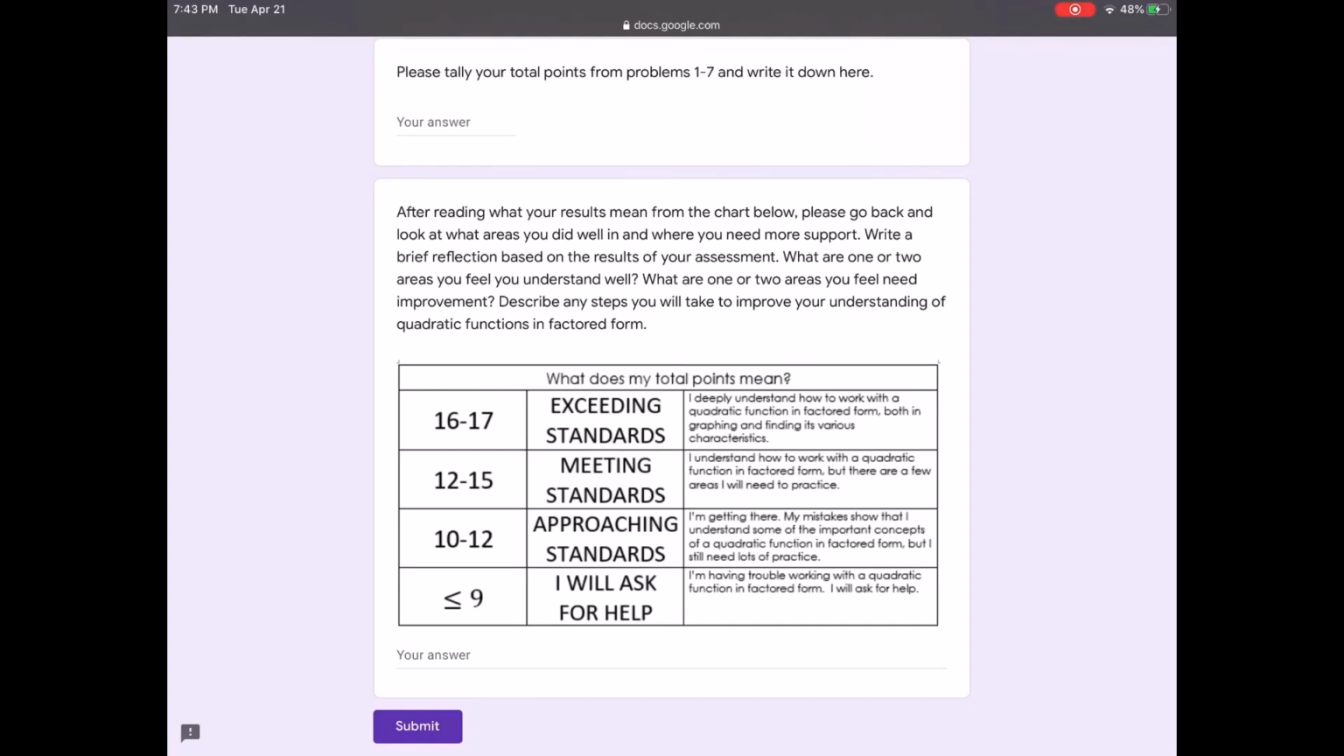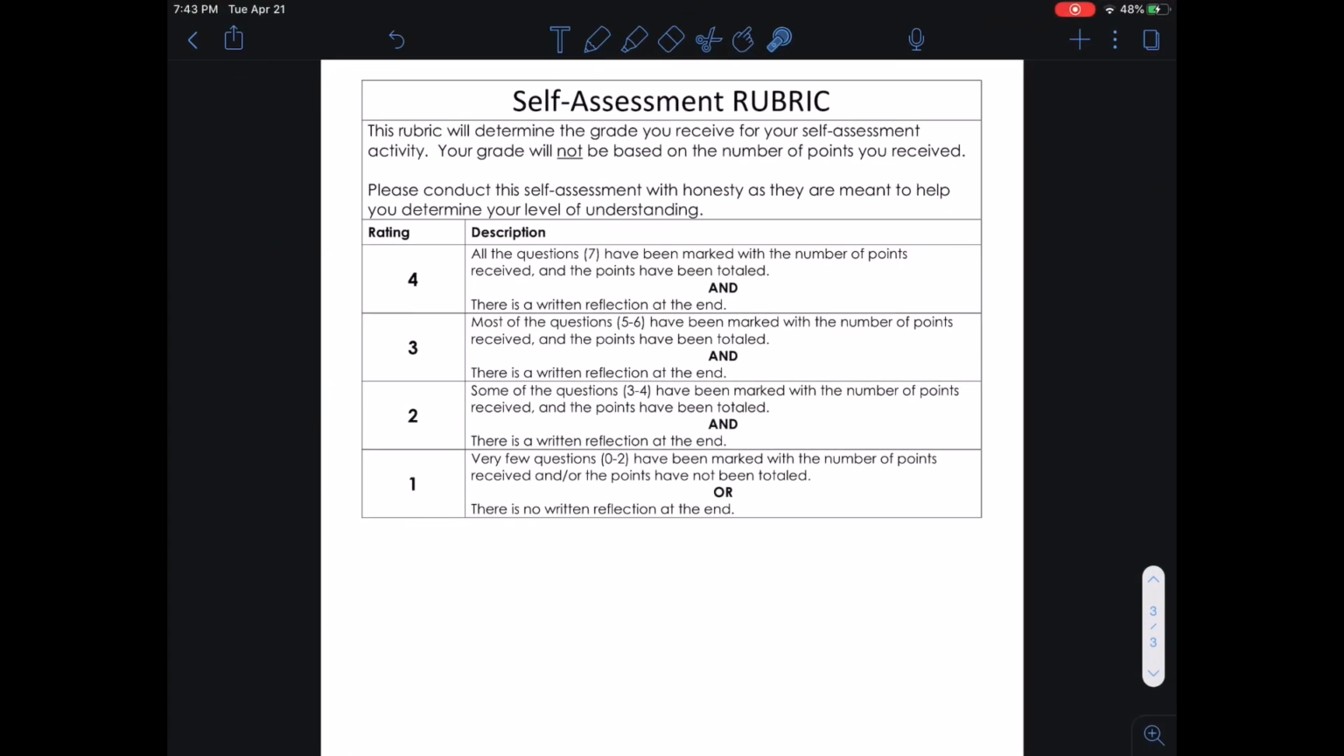So just so we're clear, this rubric will determine your grade for this self-assessment activity, okay? Not how many points you received on the questions you just answered. So it is of utmost importance that you conduct this self-assessment with honesty, as it's really meant to help you determine your level of understanding regarding quadratic functions in factored form. All right, guys, conduct your self-assessment activity, and let me know how it goes.